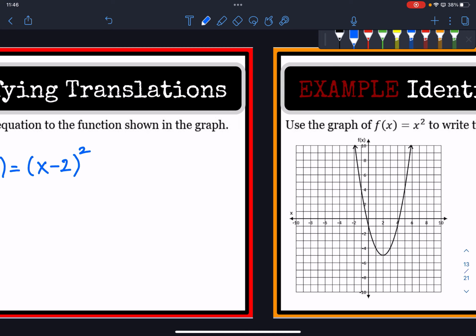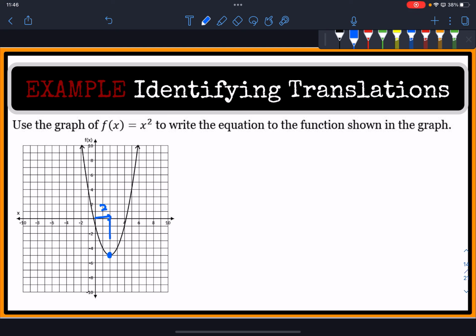Now, to shift it to the right, again, this point, which was originally at the origin, is now down here. To shift it to the right 2 units and also down 5 units is going to result in, like before, subtracting 2 from the x and subtracting 5 from the parent function.